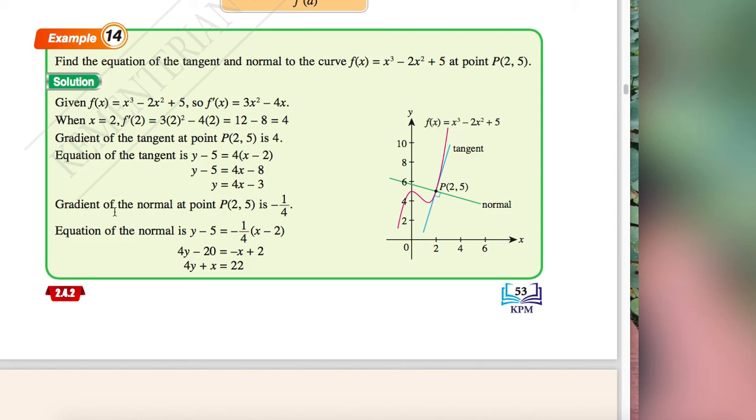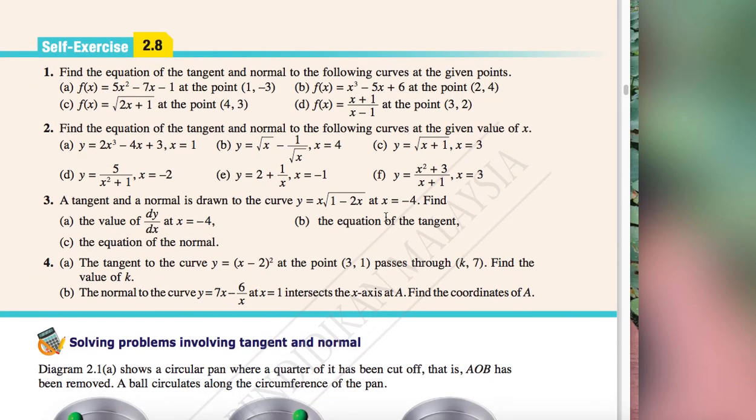Finish. For the gradient of the normal, exactly using the same gradient function, but the gradient now, you see here is 4, here is negative 1 over 4. All these are the same, just the gradient is different, negative 1 over 4 now. So the pink color is the curve. The tangent at the point when x equals 2 is the blue color. This is the equation of tangent. And the green color is the equation of normal. Okay, now you can do exercise 2.8.